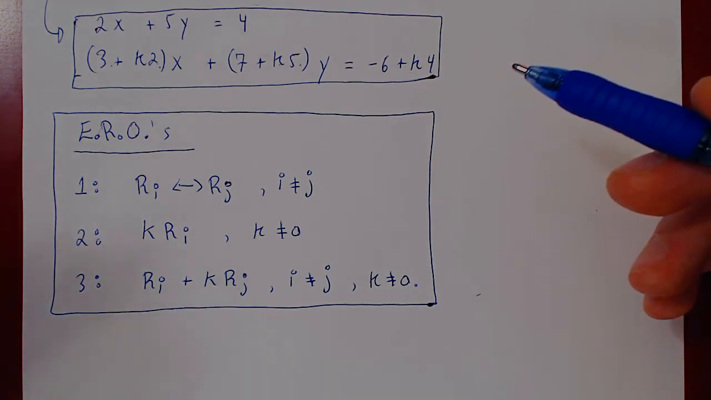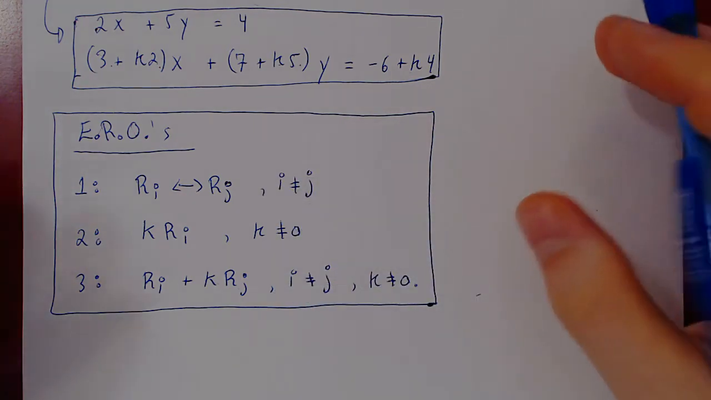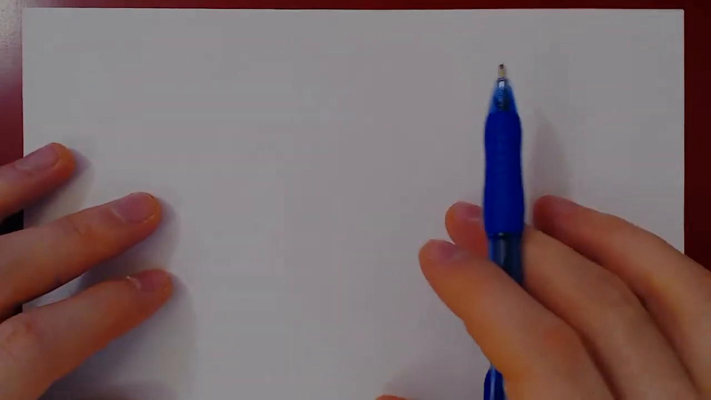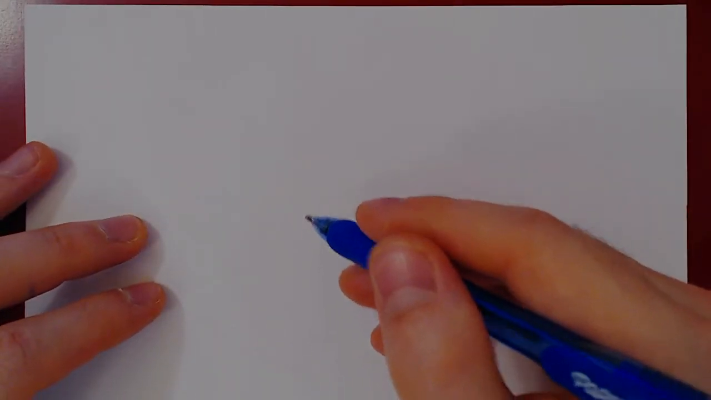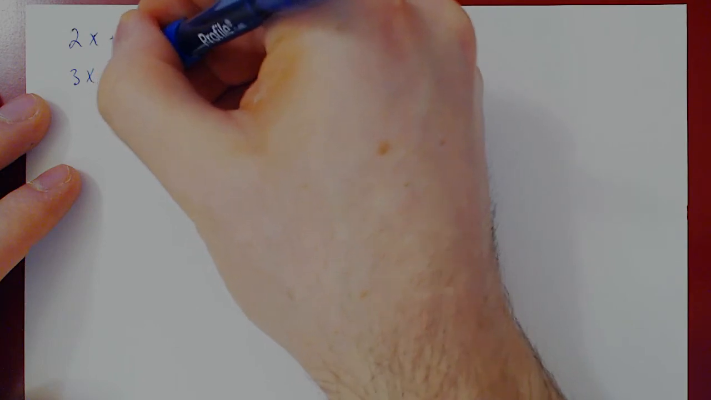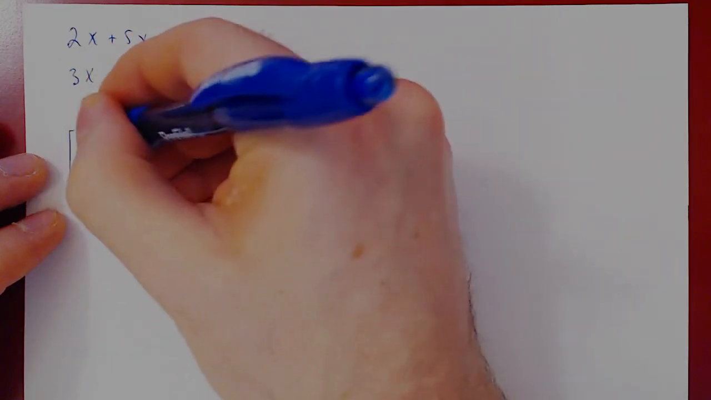Let's look at just one short example of performing one row operation to a given augmented matrix, just to get a feel for it. So suppose we take the original augmented matrix. So we'll write the linear system, so it's 2x plus 5y equals 4, 3x plus 7y equals negative 6. The first thing is we construct the augmented matrix of the linear system.